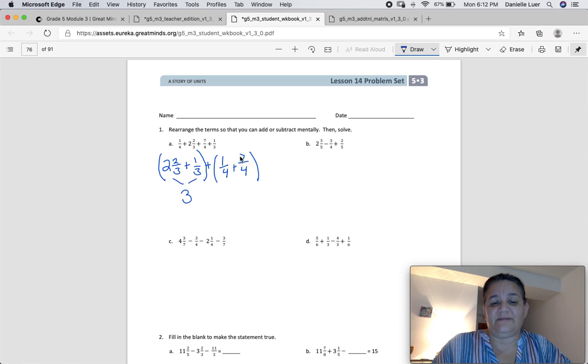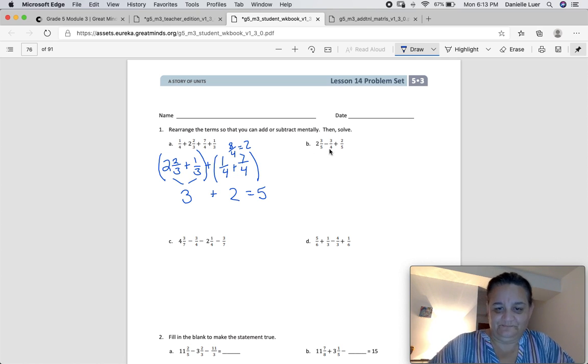Now, 1/4 plus 7/4 equals 8/4. And 8/4, I'm going to put that right there, equals 2, right? 4/4 equals 1, 8/4 equals 2. So I'm going to put that there. And now I can easily solve my problem. 3 plus 2 equals 5. And I didn't have to find any common denominators. I just used mental math. By rearranging them, I found a faster strategy and easier way to do this problem.